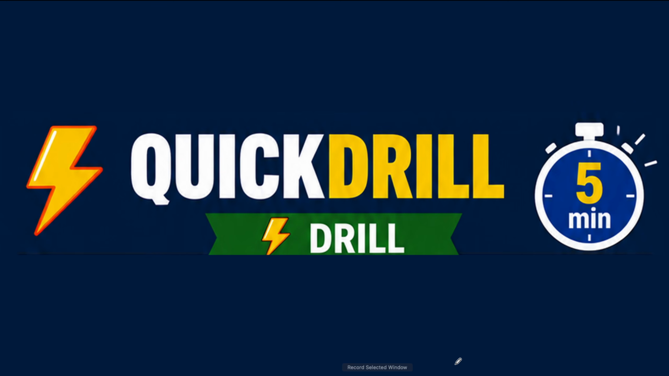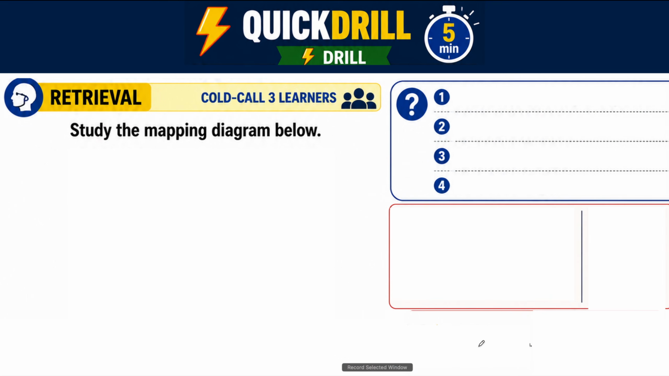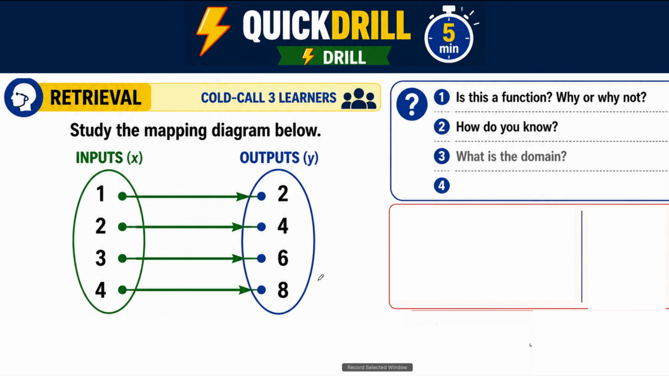Before we do that, let's have a quick drill. I want you to study the mapping diagram below. These are the inputs 1, 2, 3, 4, and the outputs 2, 4, 6, 8. Let us answer this question: Is this a function? Why or why not? How do you know what the domain and the range are? Take time to write down your answer in your notebook, and later on we're going to check that.